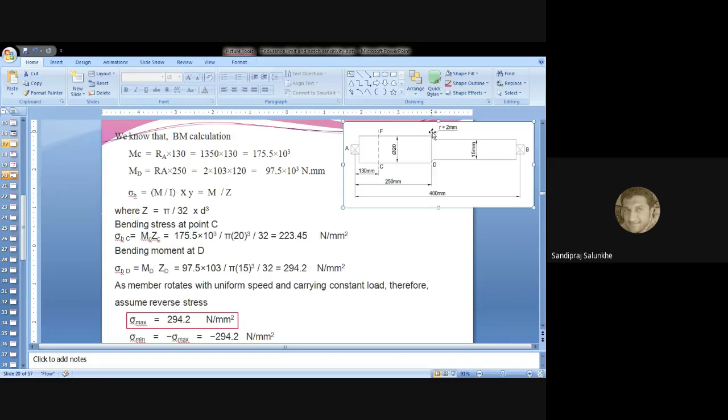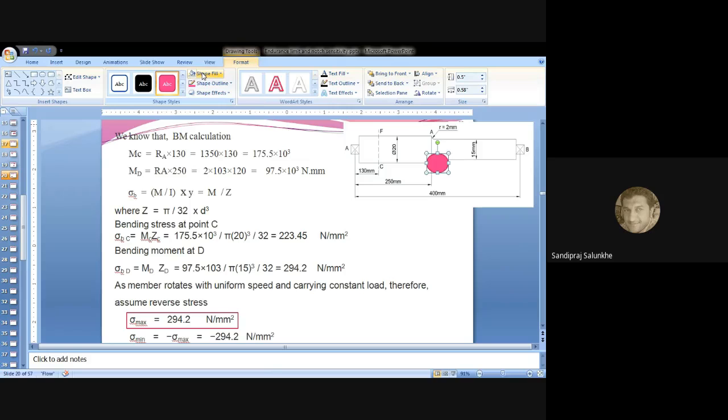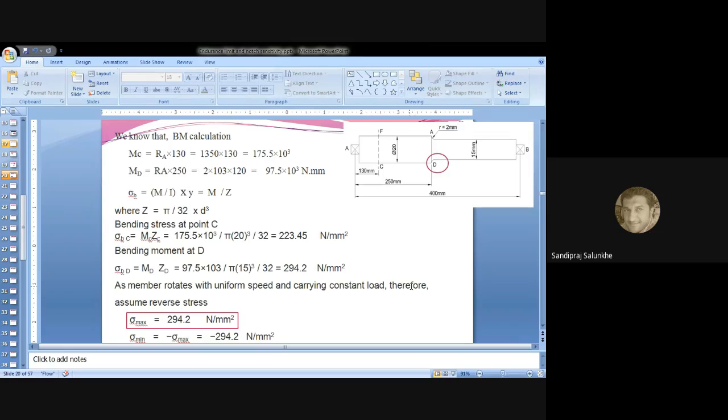Now this point D, D to B, this A, B, C, and D. Where will the maximum bending moment occur? We are definitely interested in where the stress concentration is going to be more. So we are going to calculate the bending moment at that point where the stress is more concentrated. So at point D we have to calculate the bending moment.